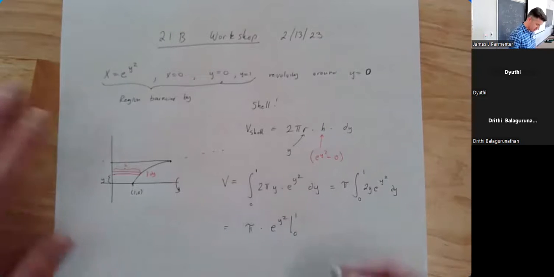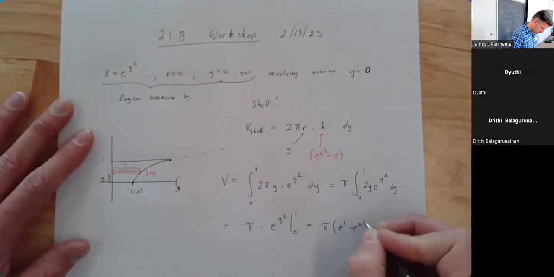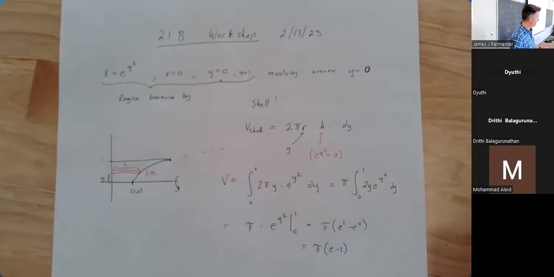So we end up with pi times e to the 1 minus e to the 0, or pi times (e minus 1), which is hopefully correct. It is not correct. So I will point out, books have mistakes.